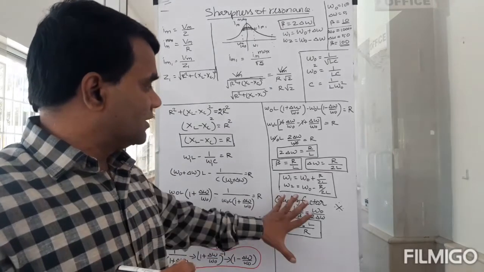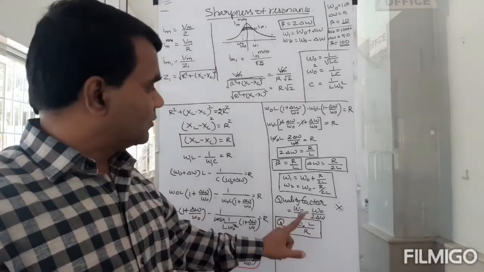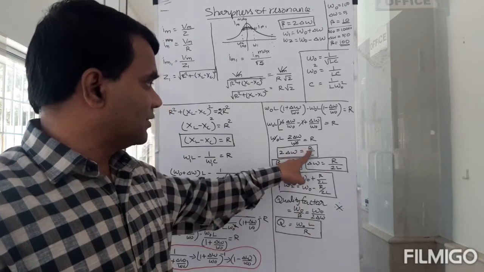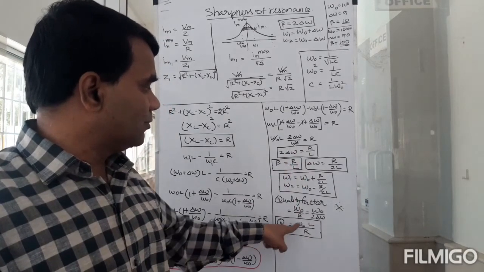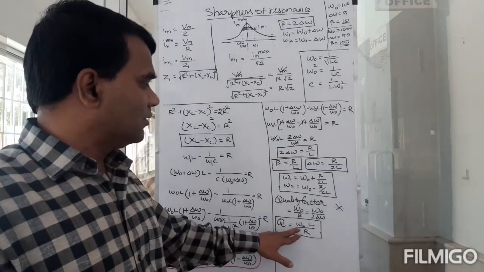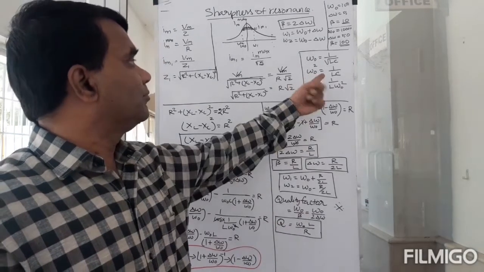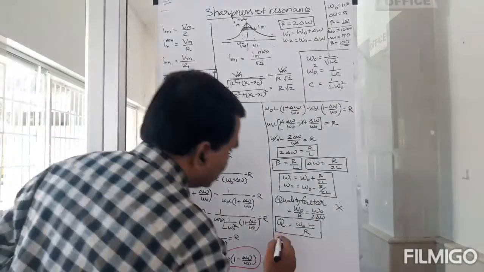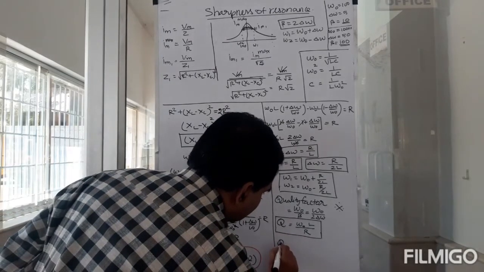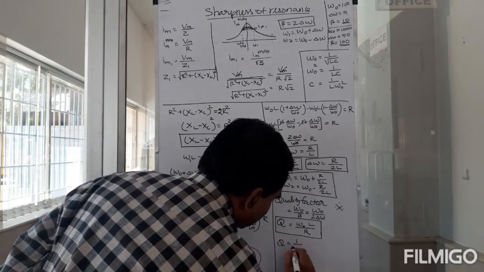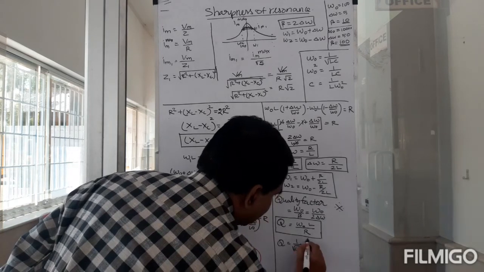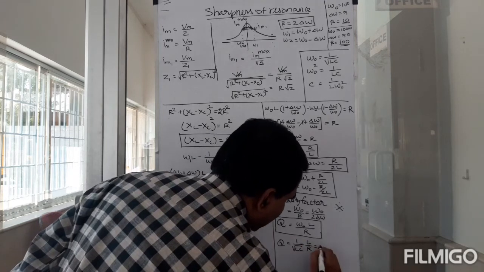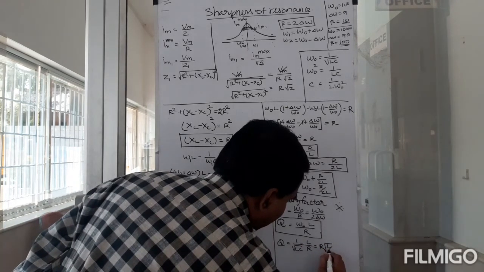Okay? So this is very important. The quality factor is defined as omega naught by 2 delta omega. So 2 delta omega is R by L. So quality factor is omega naught L by R. In place of omega naught, if you put 1 by root LC, then you will have one more equation, right? So Q is also equal to 1 by root LC into L by R. So that will become R into root of L by C.